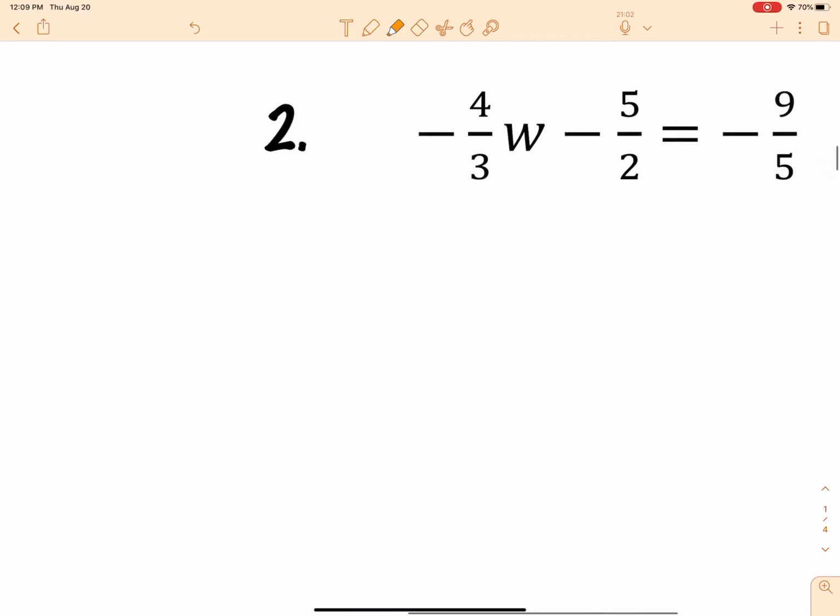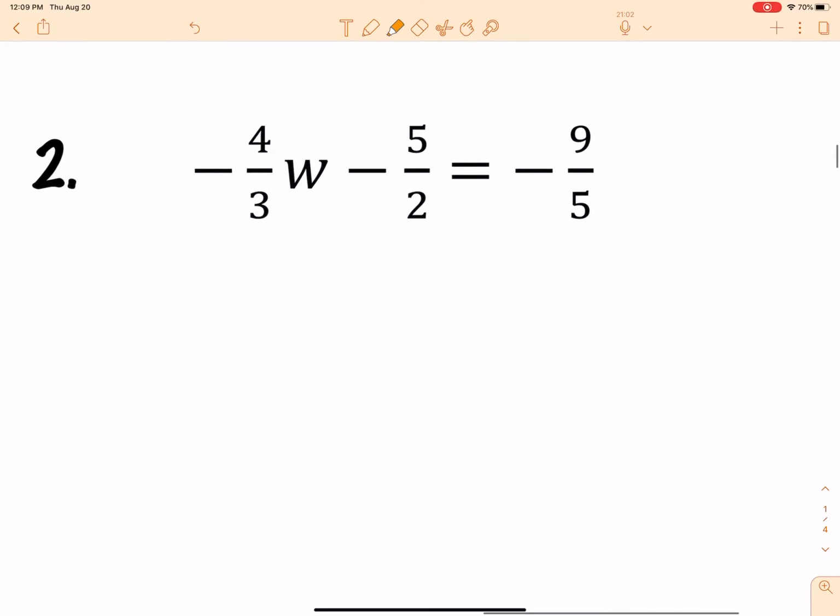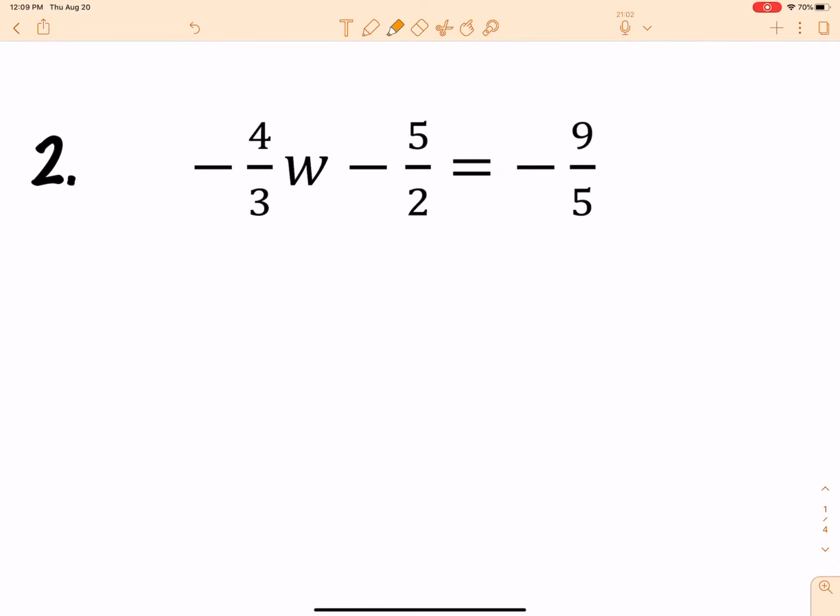All right, number 2. Again, look at the denominators and multiply each term by that LCD. So we have 3, 2, and 5. The lowest common denominator of 3, 2, and 5 is 30. So you write 30 over 1 next to each of these terms. And again, if you want to completely rewrite this out so it looks a little better, go for it.